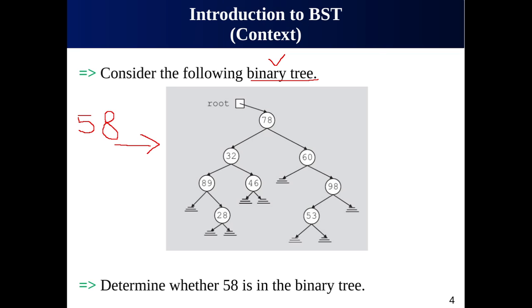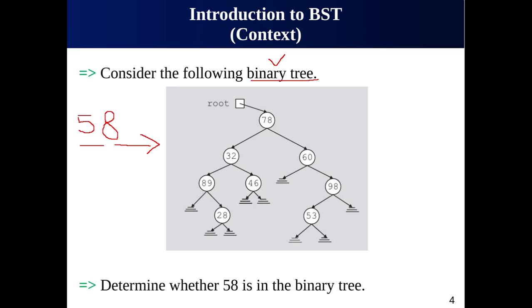Okay, to find 58 in this binary tree, you can do a traversal. You can apply a traversal algorithm to visit each node and then compare the search item, which in this case is 58, with the data stored in the node. However, this operation, searching for this item in this tree, could require us to traverse or visit a large part of the binary tree.